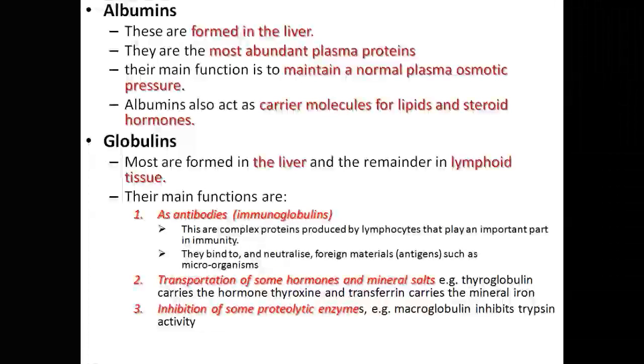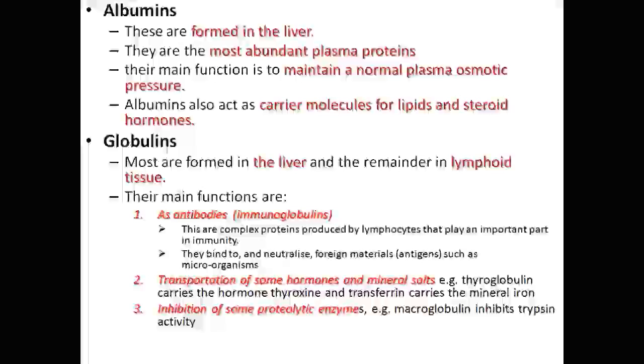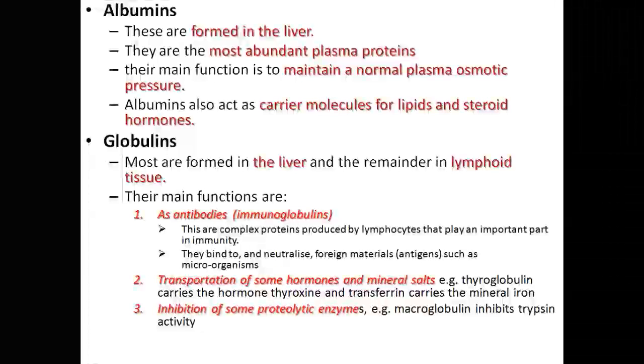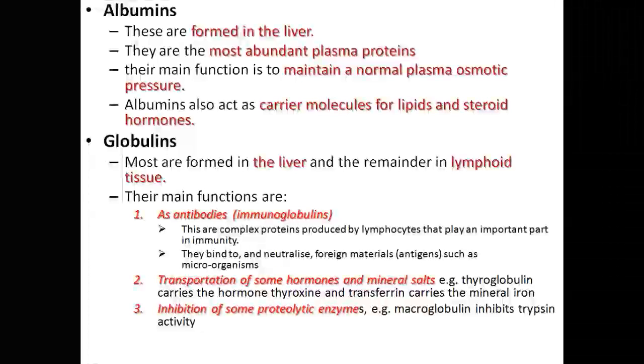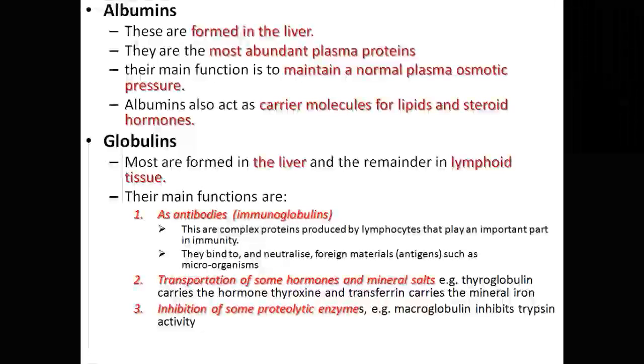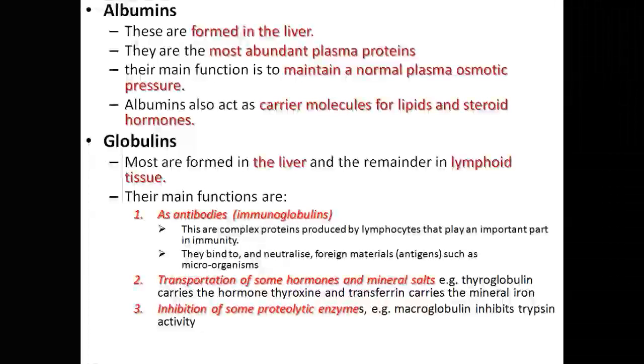But also we have the other function of inhibition of some proteolytic enzymes. For the case of antibodies, the globulins are the ones which are antibodies. The antibodies are the policemen that identify and track any pathogen or any pathology, for case pathogen invasion within the human body. They are considered to be complex proteins that are produced by lymphocytes.